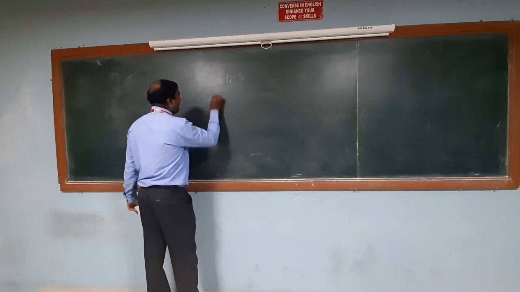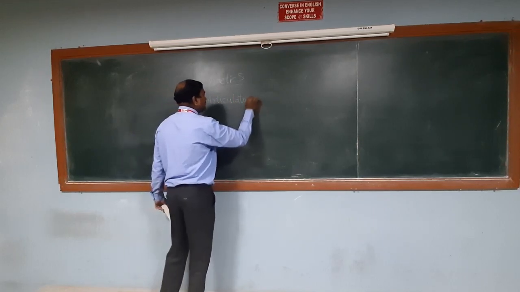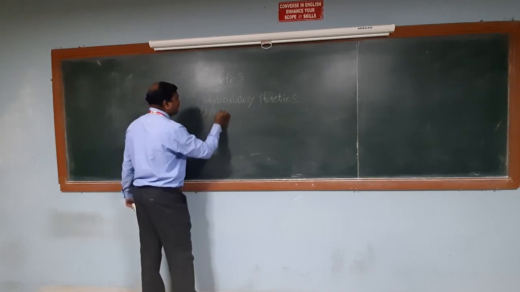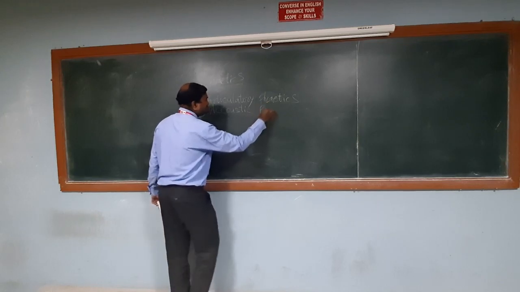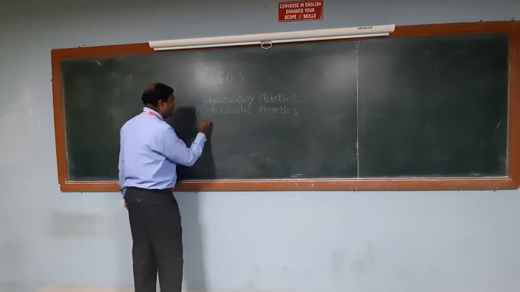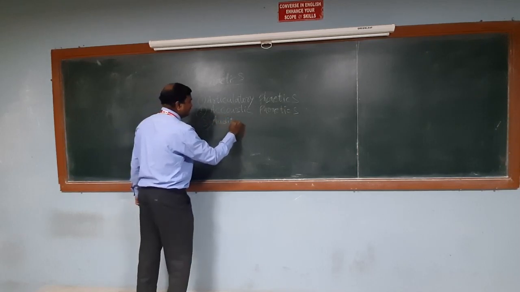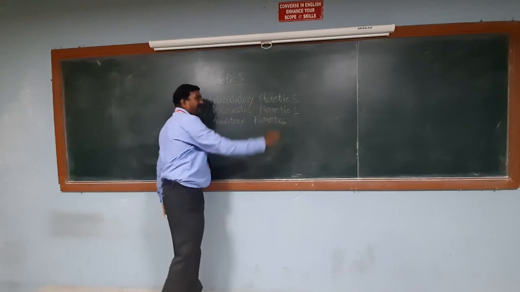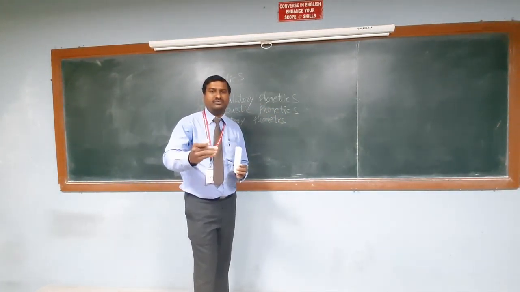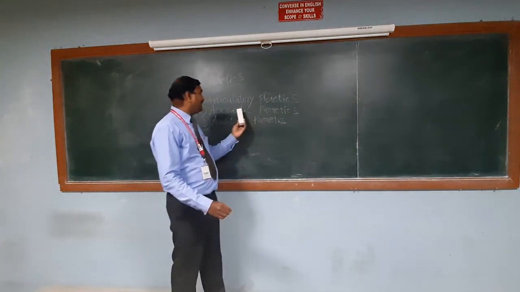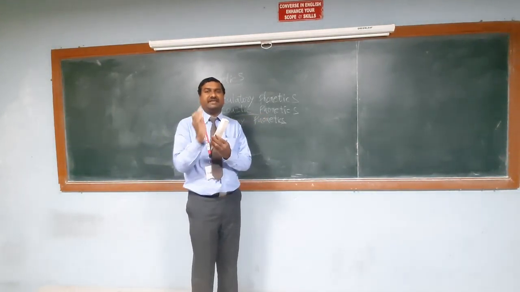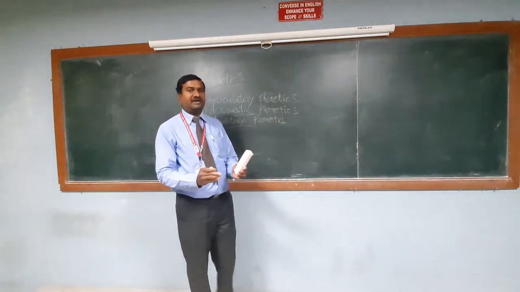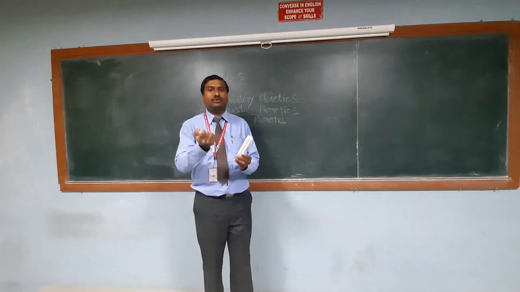One is articulatory phonetics. The second one is acoustic phonetics. And third one is auditory phonetics. What is articulatory phonetics? Articulatory phonetics teaches us how to pronounce or articulate words. And acoustic phonetics says about how it travels in air and reaches the listener. That is acoustic phonetics. And auditory phonetics teaches us how to perceive or receive the sounds and decode them.